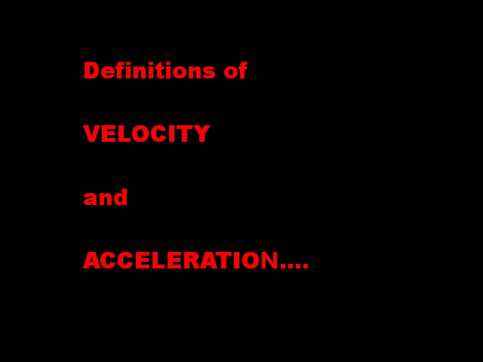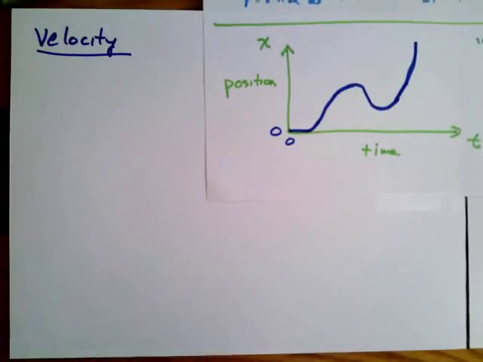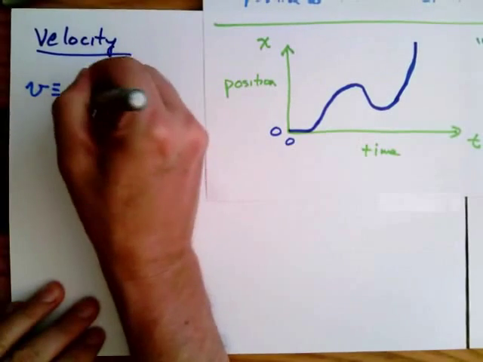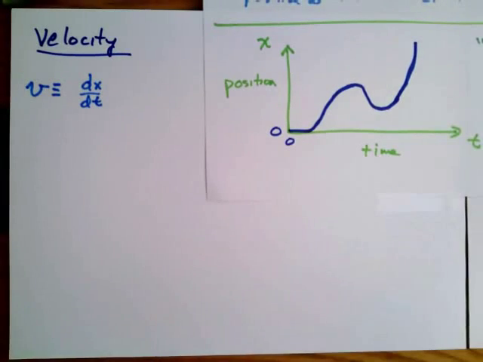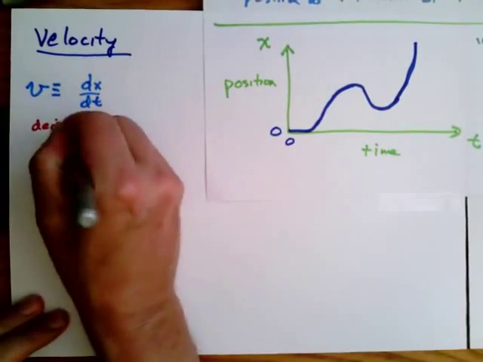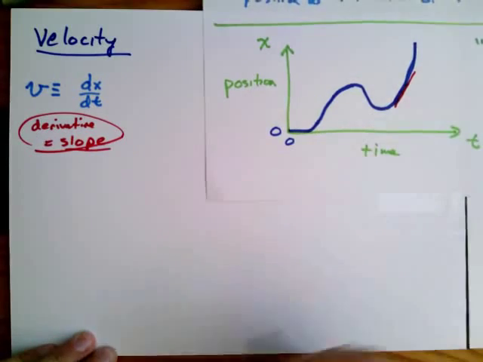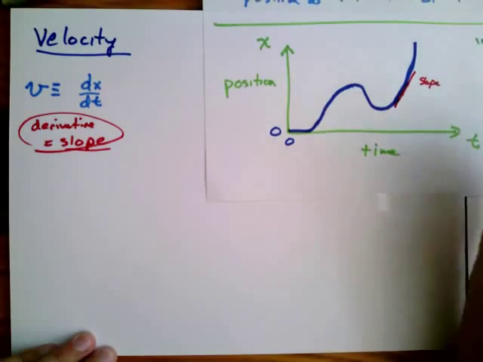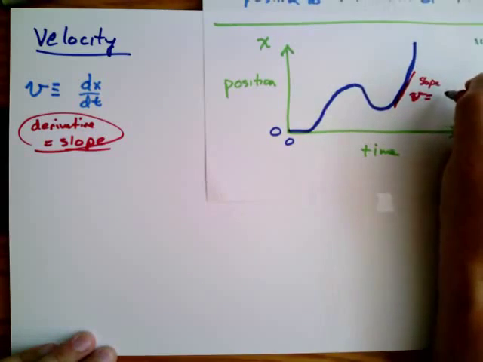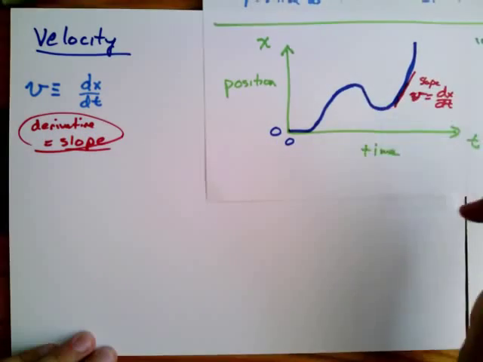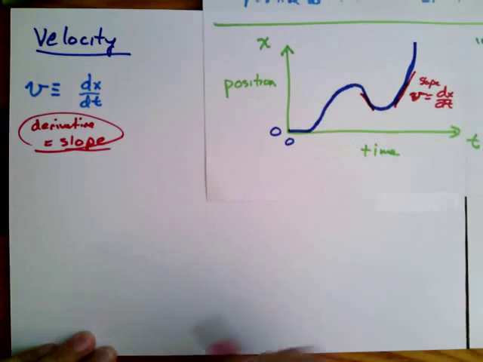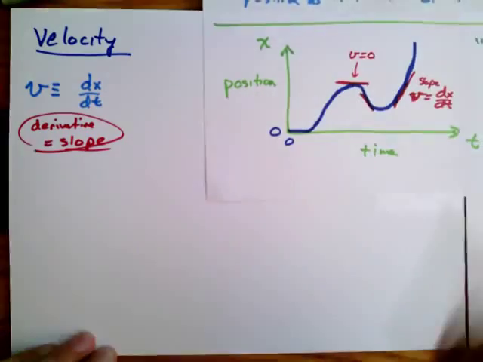So now we will talk about the definitions of velocity and acceleration. So we're going to define the concept of velocity as the time derivative dx/dt. It's a derivative, so graphically it's represented by the slope of the position versus time. So at some instant in time I can define a tangent line, and the slope of that tangent line is velocity dx/dt. Here it's positive, corresponding to positive velocity. Here it's negative, corresponding to negative velocity. And here the slope is flat, corresponding to 0 velocity.